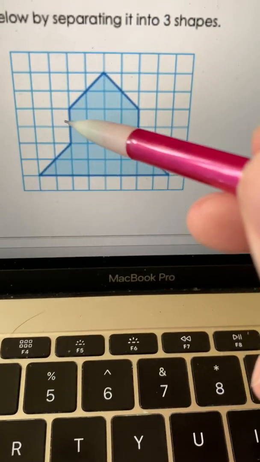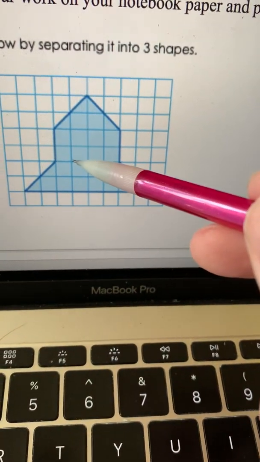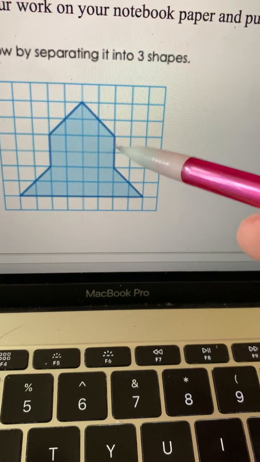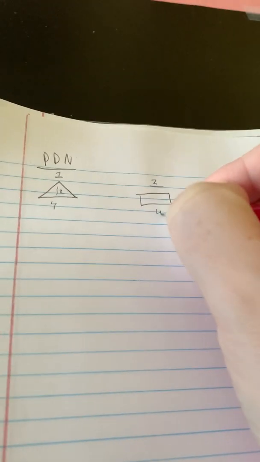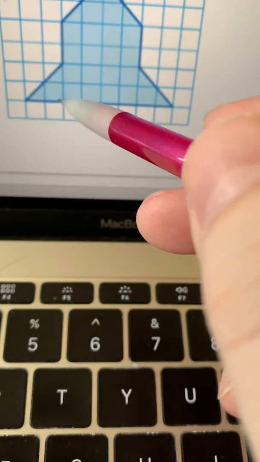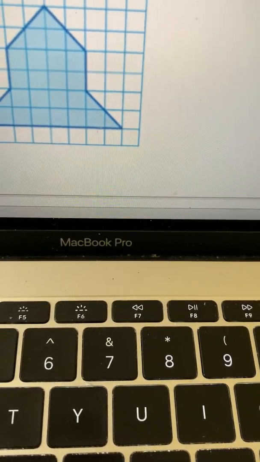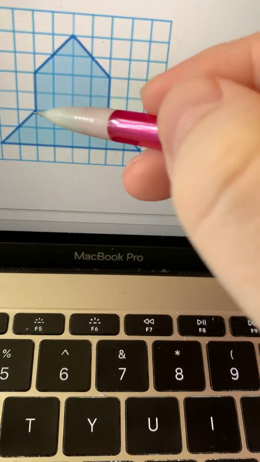For my rectangle, the top of the rectangle is right here, the bottom of the rectangle is right here. So the base is 1, 2, 3, 4. The height is 1, 2. So I'll label this as 4 and 2. Then for the parallelogram, the top base is 1, 2, 3, 4. It's base 1. Base 2 is 1, 2, 3, 4, 5, 6, 7, 8. And the height goes from here down to here, 1, 2.